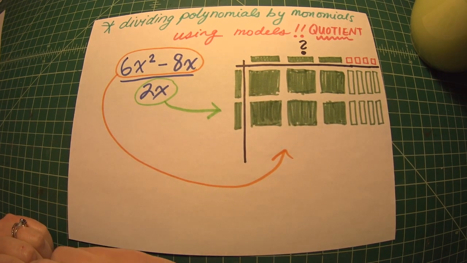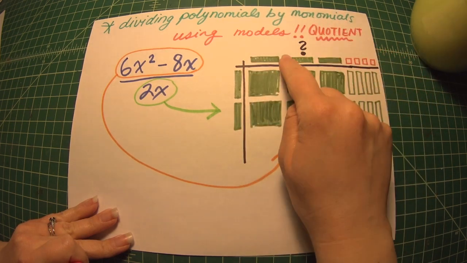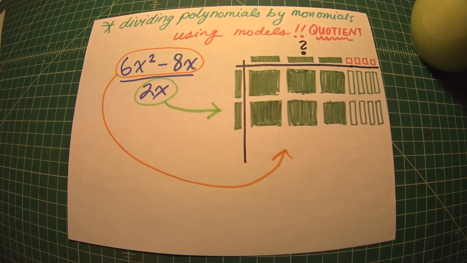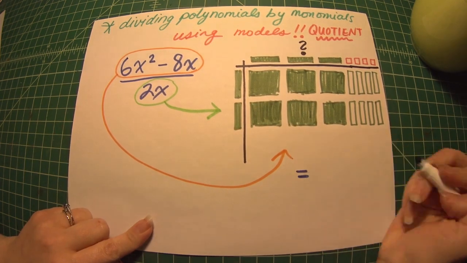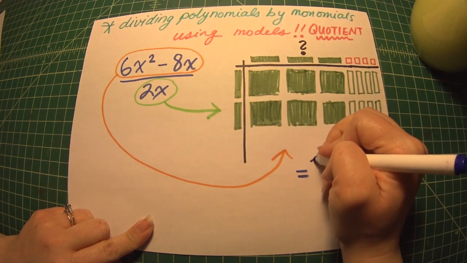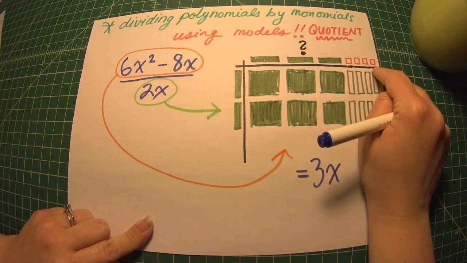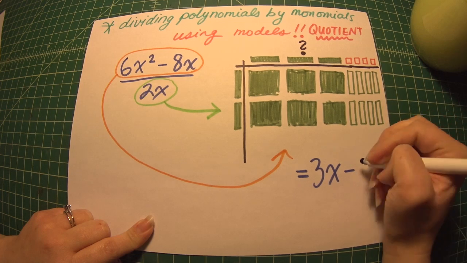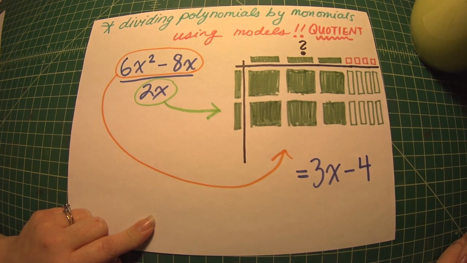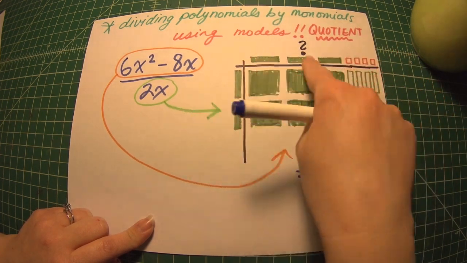Okay, so now to figure out our quotient, to state our final answer, we just need to read what we have here. So what do we have? We have 1, 2, 3 positive x's, so positive 3x, and then we have 1, 2, 3, 4 negatives. Okay, that's our constant. So 3x minus 4 then is our quotient. Okay, that's our missing factor.